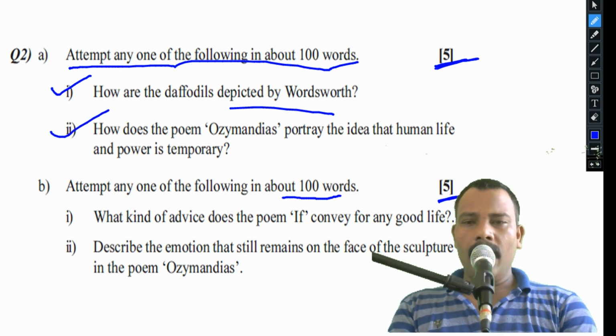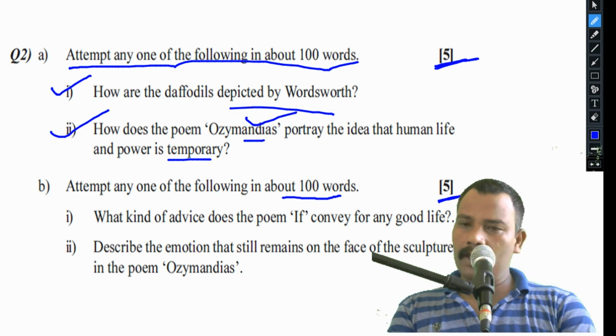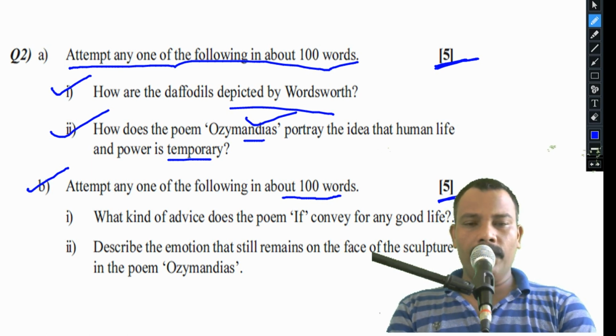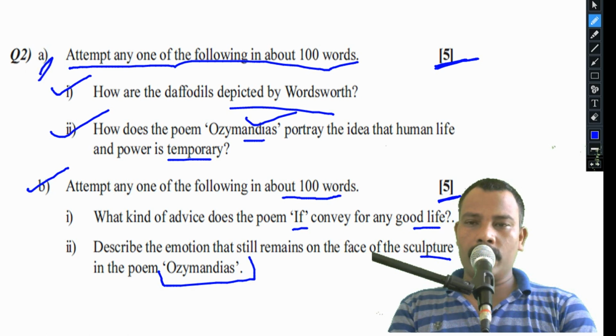And what is the second one? How does the poem "Ozymandias" portray the idea that human power is temporary? Again it is "Ozymandias" by P.B. Shelley. And question number 2B: attempt any one of the following in about 100 words. What kind of advice does the poem convey for a good life? The title of the poem is "If" by Rudyard Kipling. And one more question: describe the emotion that still remains on the face of the sculptor in the poem "Ozymandias".